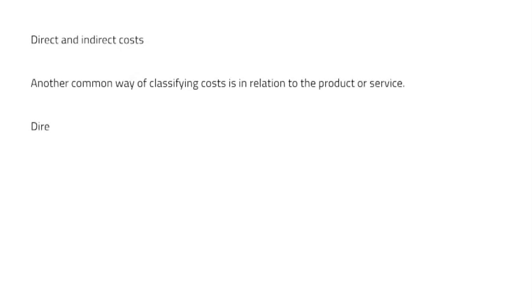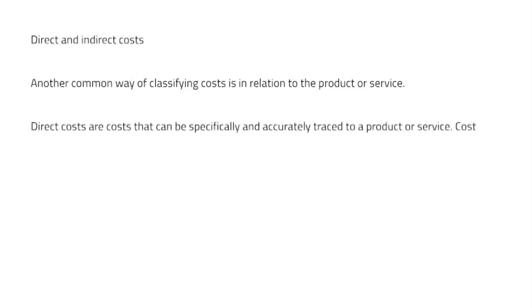Direct and indirect costs. Another common way of classifying costs is in relation to the product or service. Direct costs are costs that can be specifically and accurately traced to a product or service. Cost areas may be broken down, for example, by product, department, or project.